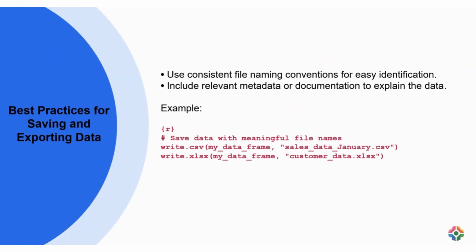When working with data files, it is essential to maintain consistent file naming conventions for easy organization and identification. For instance, you can save sales data for January as salesdatajanuary.csv and customer data as customerdata.xlsx to clearly indicate the content of each file. Additionally, including relevant metadata or documentation within the files can further explain the data, providing context for users who access the files. This practice enhances data management and ensures efficiency in data analysis and reporting processes.